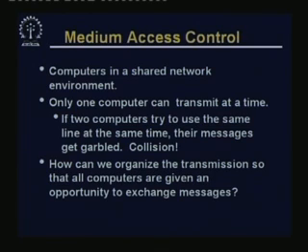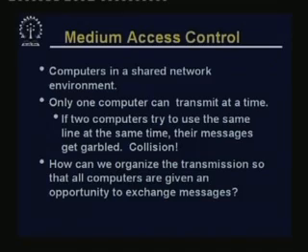them. So, the situation we have is computers in a shared network environment, and although the medium is shared, it is taken that only one computer can transmit at a time. If two computers try to use the same line at the same time for transmission, of course, when one is transmitting, one or more may receive. Receiving is not a problem, but when two computers want to transmit at the same time, their messages get garbled. So, we say that there is a collision. Okay. Now, how can we organize the transmission so that all computers are given an opportunity to exchange messages?